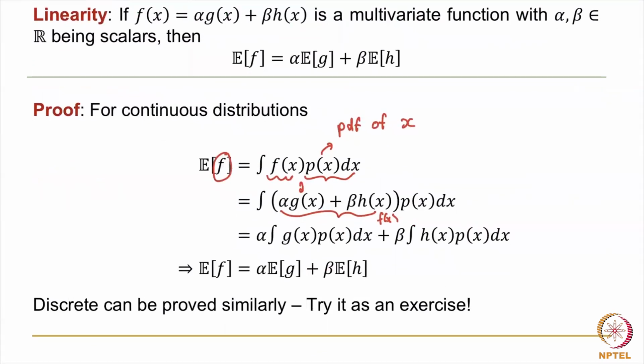Open these up. Because the integral is linear, you can take this alpha out: alpha g of x p of x dx plus beta h of x p of x dx. And this, of course, is expectation of g, because this always is the PDF of x, not the PDF of g of x. Similarly, this is beta times expectation of h. You can prove this for the discrete case also. I just showed it for the continuous case because integrals are a little bit easier to look at than summations, in my opinion at least. But this can be proved similarly. You can try this as a very simple exercise.